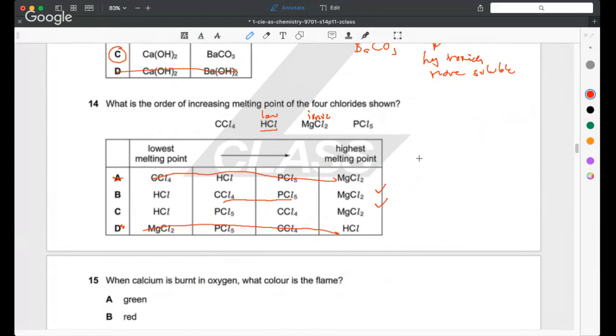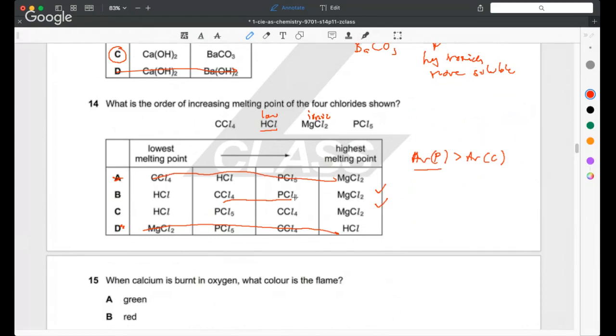Well, if you look in the periodic table, then the relative atomic mass of phosphorus is much more than the relative atomic mass of carbon. Okay, you can see that. So that's giving us a clue that because this has a greater relative atomic mass, it may in fact have a higher melting point.